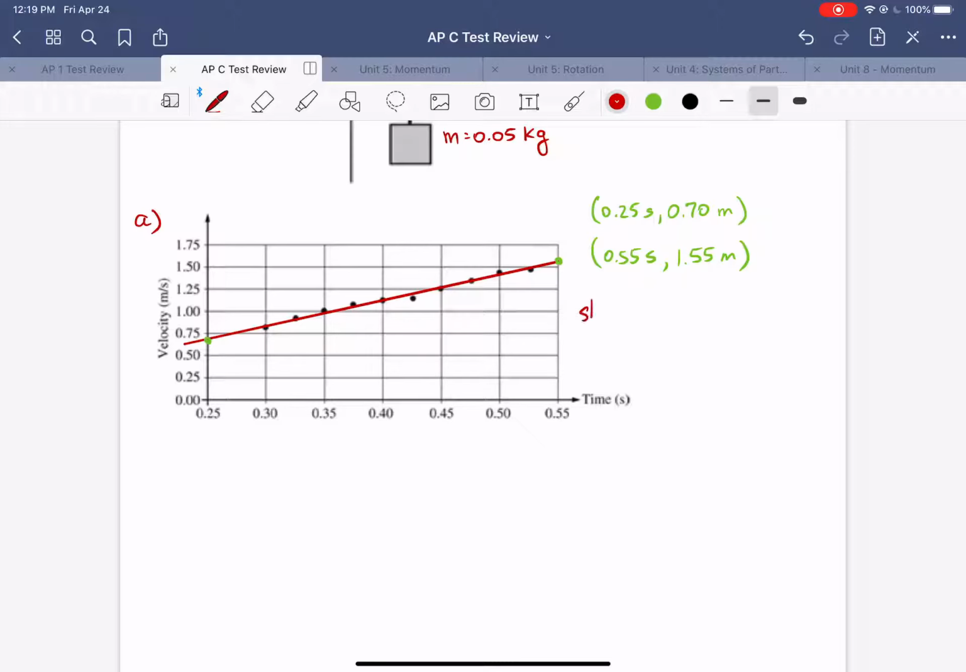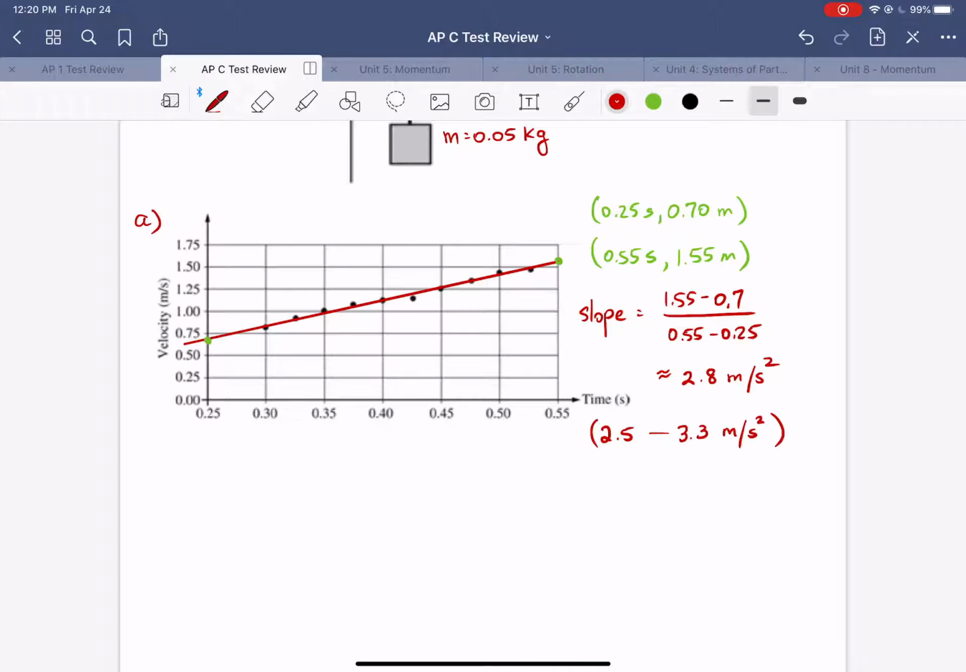All right, so the slope of this line will be my acceleration, since this is a velocity versus time graph. So it's going to be 1.55 minus 0.7 over 0.55 minus 0.25. And that comes out to be approximately 2.8 meters per second squared. Now you may have gotten a value different from this depending on which points you chose and exactly how you drew your best fit line. So they will accept a range here. The range that they quote here is anything from 2.5 to 3.3 meters per second squared.